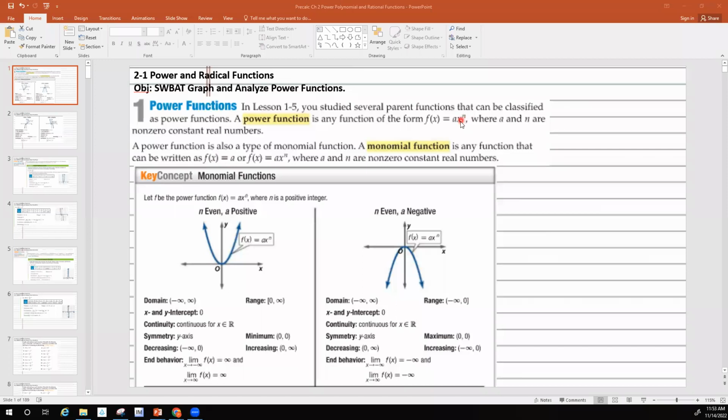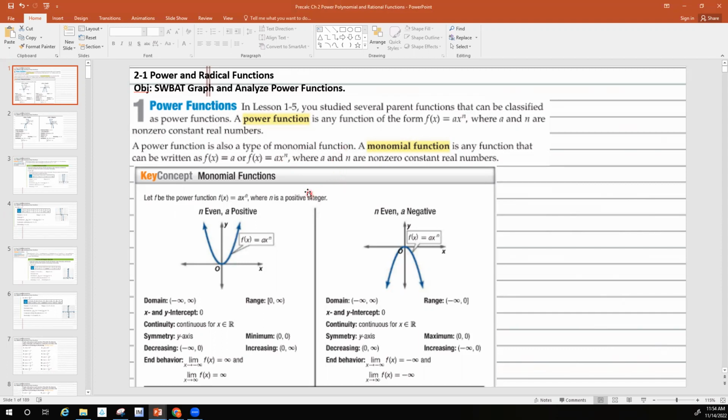Right, so as long as you have an x to the nth power, and n has to be non-zero, because if it's zero, there's not going to be an x. It's going to be a constant. All right, and a power function is also a type of monomial function. A monomial function is a function that can be written as f of x equals a or f of x equals a times x to the n.